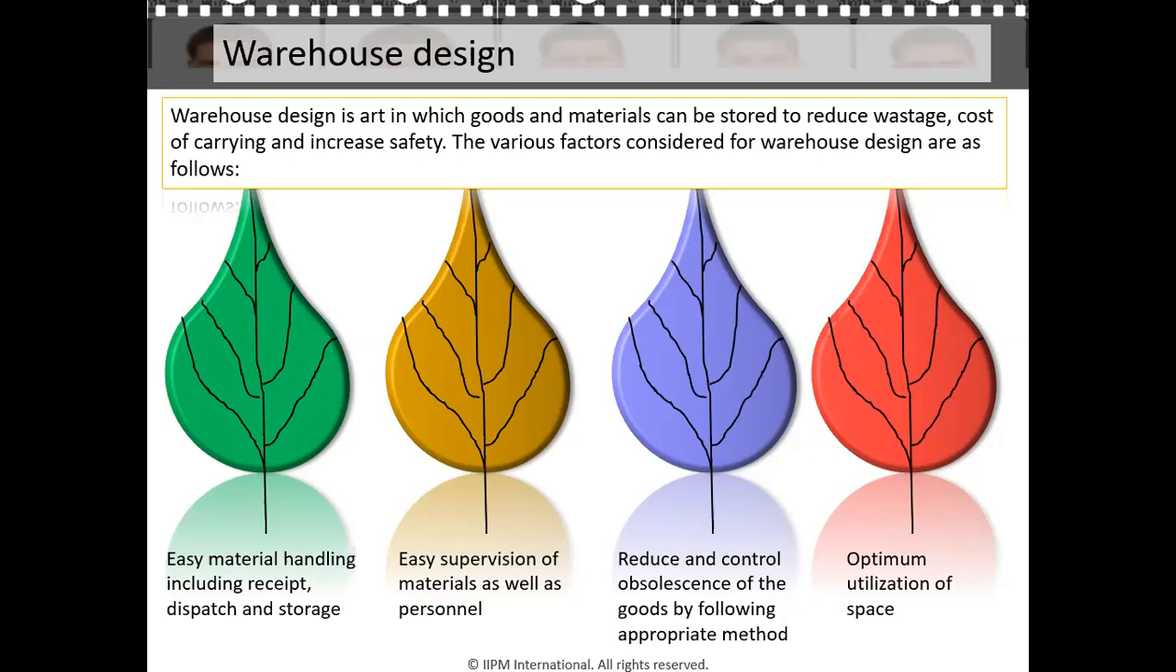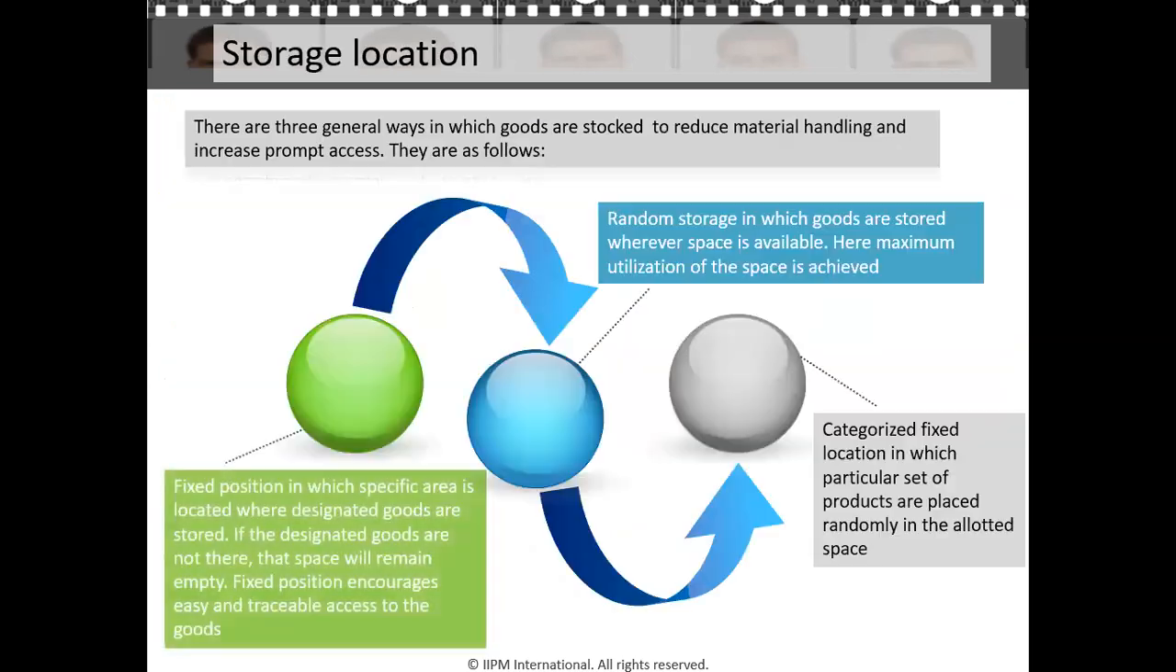Warehouse design. Warehouse design is the art in which goods and materials can be stored to reduce wastage, cost of carrying, and increase safety. The various factors considered for warehouse design are as follows. Easy material handling, including receipt, dispatch, and storage. Easy supervision of materials as well as personnel. Reduce and control obsolescence of goods by following appropriate methods. Then we have optimal utilization of space.